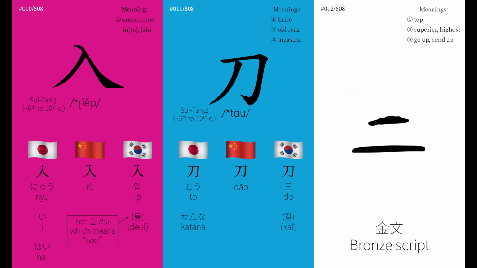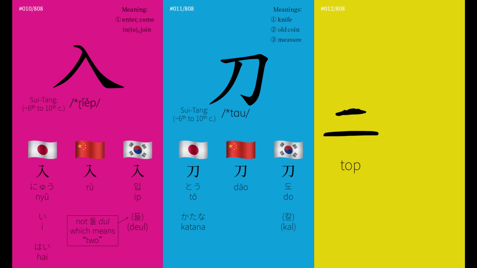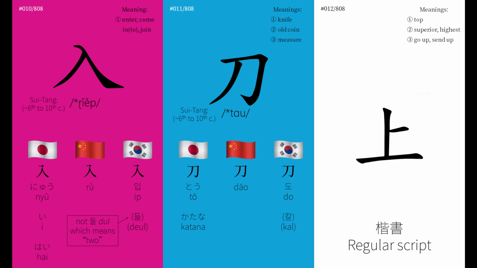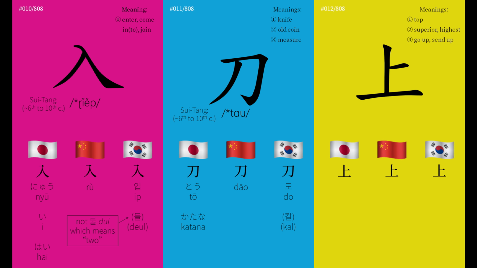Those of you familiar with Chinese, Japanese, and Korean characters will start to see a problem. The character for top as it looks now is far too similar to the character for two. To avoid confusion, a vertical line was then added to differentiate between them, and from there we have our modern character. In modern Chinese, Japanese, and Korean, the character can mean top, superior, highest, or go up, send up.